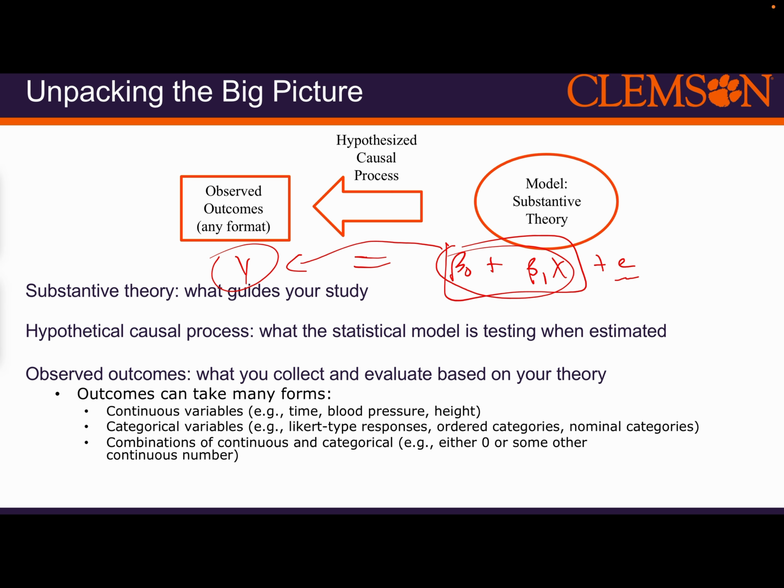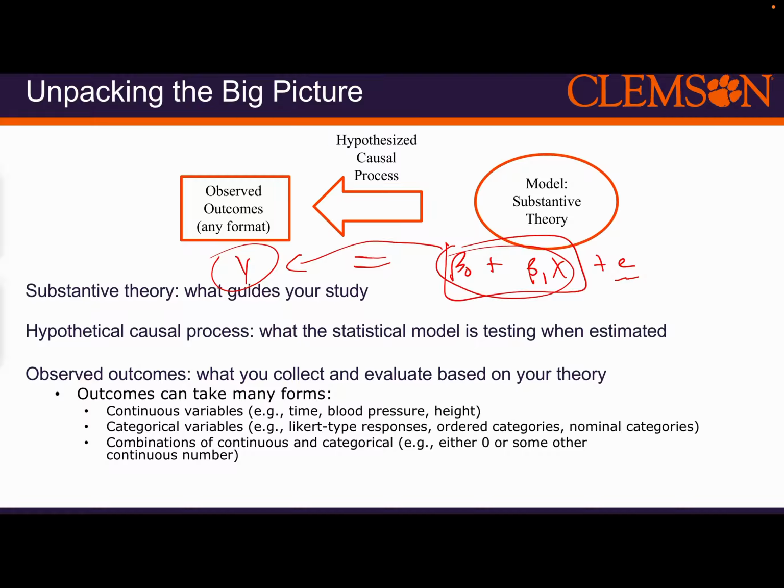We have continuous variables: time, blood pressure, height. We may have categorical variables like Likert-type item responses or ordered categories. Maybe, how much did you like our service between 1 and 5 or something like that. Or nominal categories, right? Which one of these outcomes would you pick? Maybe there's no ordering to them. You could even have count variables in there. How many times did you smoke a cigarette yesterday or something along those lines?